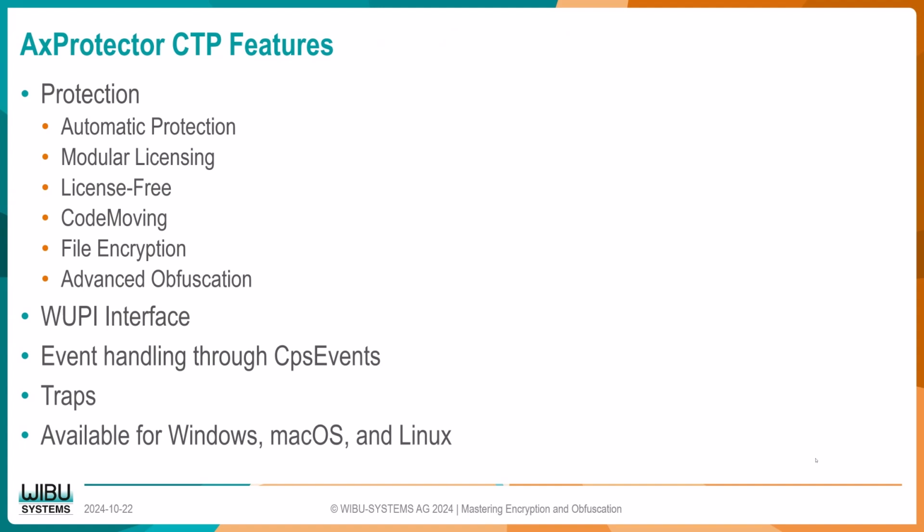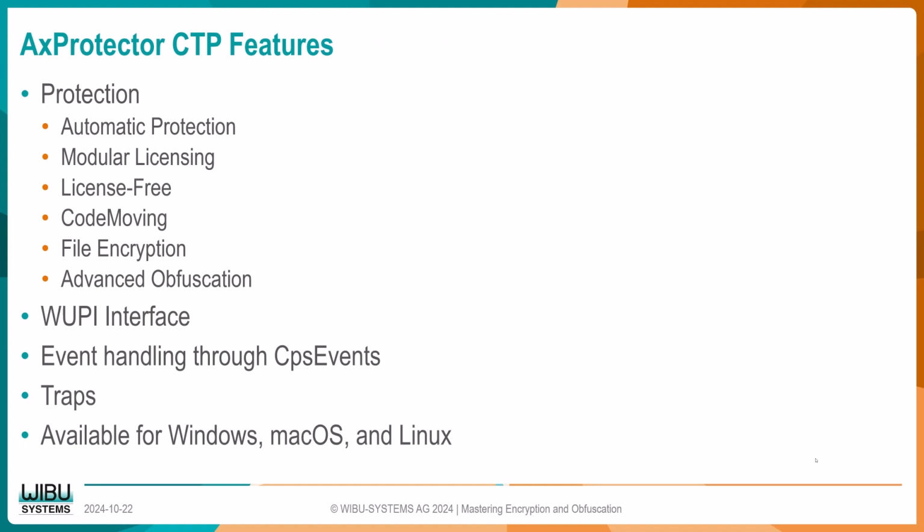And for the other features, a few of them are easier to implement, especially CodeMoving with CTP. Automatic protection might be easier to implement with the AxProtector Classic because you take the executable, that's it. With CTP, you need to have the tool chain. The WUPI interface, so meaning checking licenses and activating, deactivating buttons or functionalities, is available for both. Error handling is the same for both.